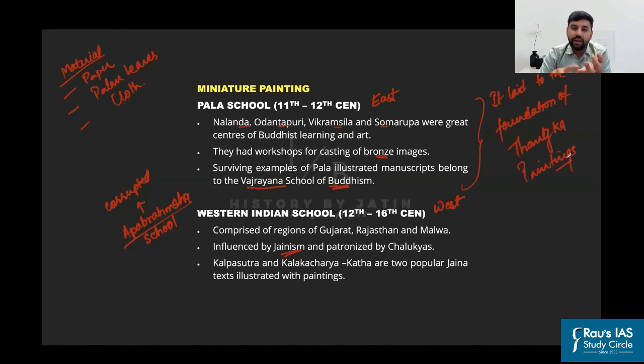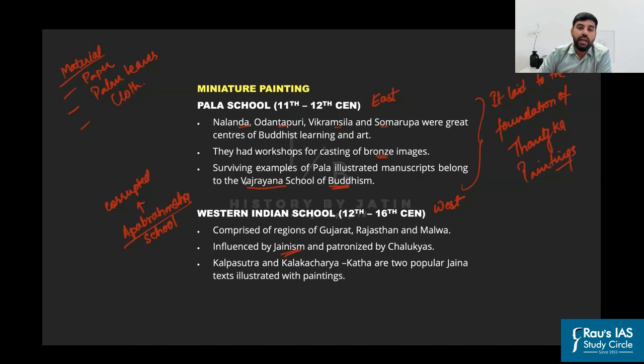So Pala, Thangka painting, Vajrayana school, the concept of female worship of Tara, everything is associated with the eastern part of India. And even today, Tantra, Mantra, and Yantra are famous in the eastern part of India, especially the Bengal region.